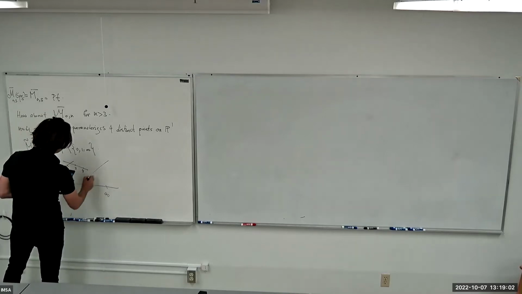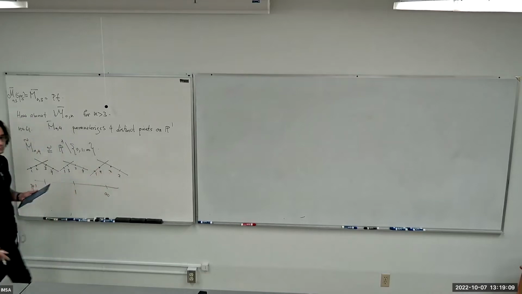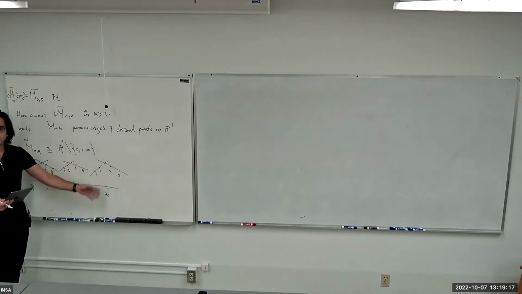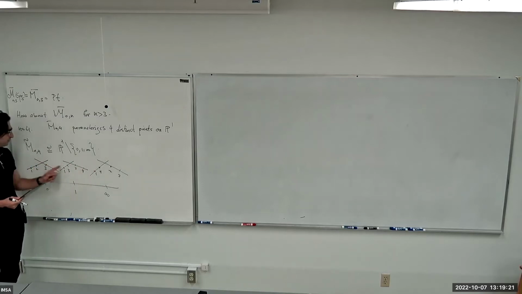Or you would have 1, 4, 2, 3. So this is what your moduli space looks like. The fiber of the moduli space over these 3 canonical points of P1 gives you the choice of movement of this 4th point on the second branch, right?